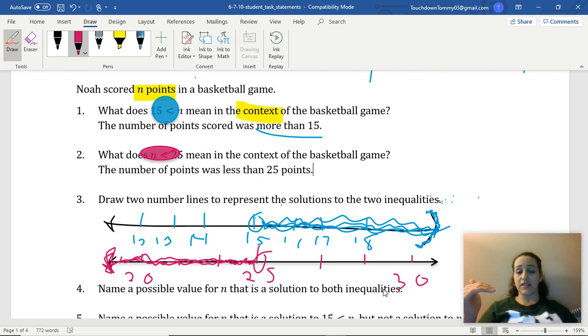It's going to be something that is shaded both on the blue one and on the purple one. So a possible value here would be a number that's written on both of those, or is shaded on both of those number lines. So the number 20 would be one possible solution. It's a number that would occur shaded on both situations.